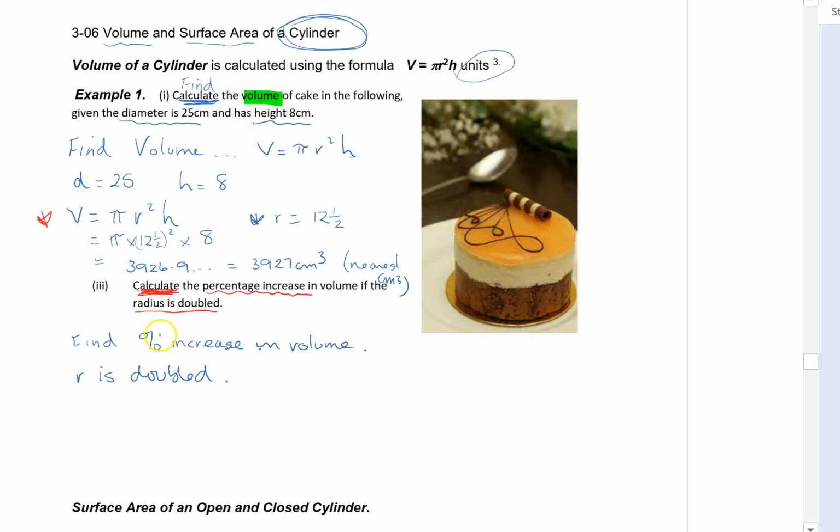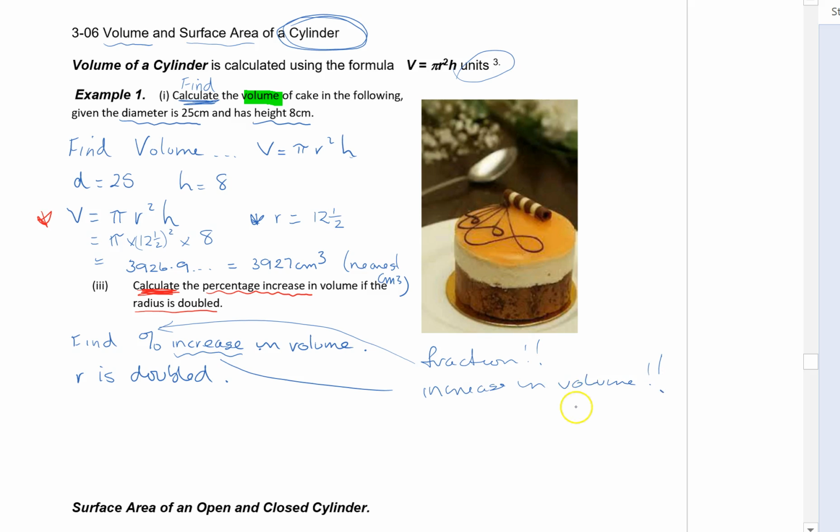What sort of things are coming to mind when you see percentage? Hopefully, before you can get a percentage, you must have a fraction. These things have to come to mind automatically. You're not going to be prompted through the question to find the fraction, or to find the increase in volume. You have to read these words and comprehend what they mean.